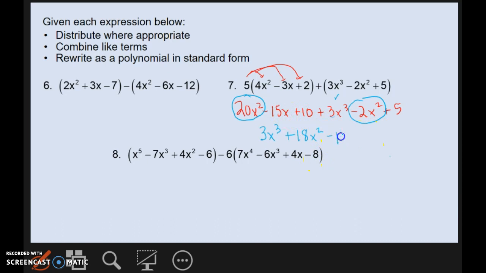Then I've got negative 15x. And then the 10 and the 5 are going to go together to give me 15. So again, I've combined all like terms. They're in descending order as far as the exponents go. So I'm good. That would be my answer for that particular problem.